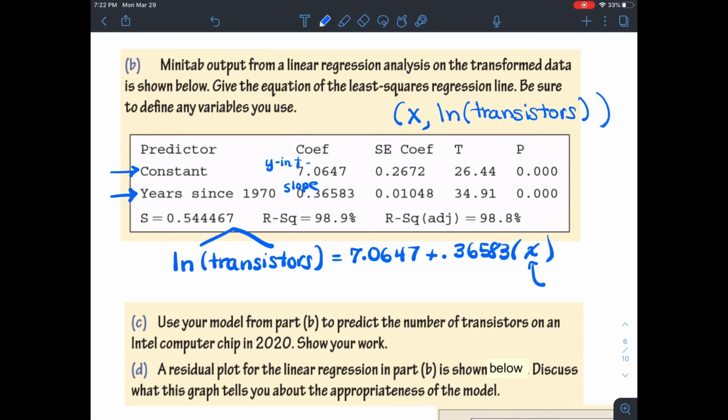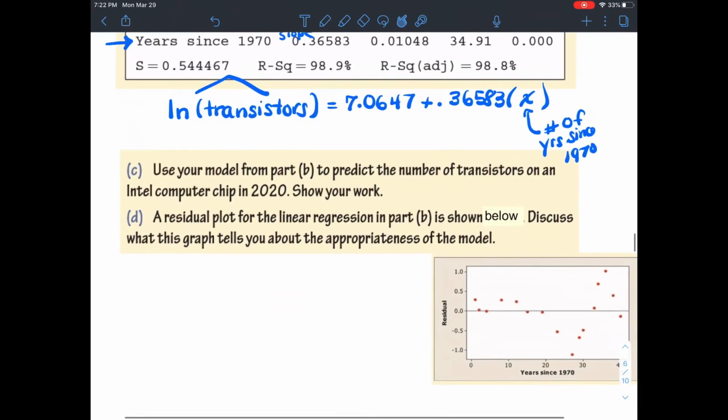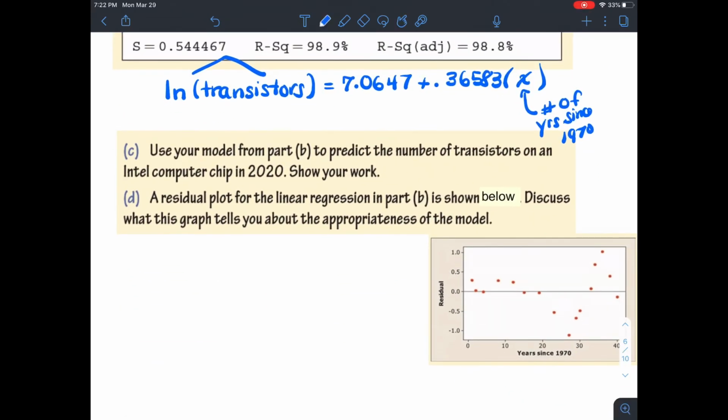And we want to make sure that we're defining all of our variables. So I'm going to draw a little arrow here and say that the x is the number of years since 1970. Now in part C, it says use your model from part B. So we want to use that equation that we just wrote down to predict the number of transistors on an Intel computer chip in the year 2020. And we want to show our work.